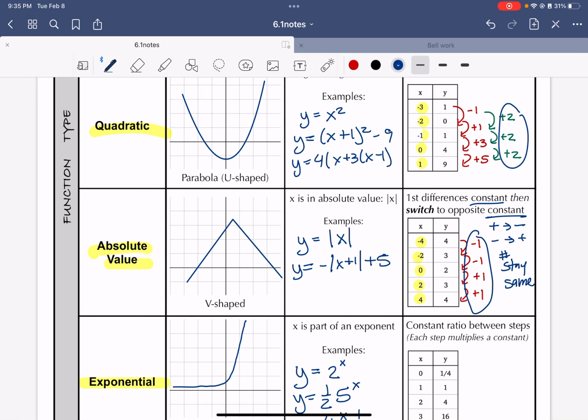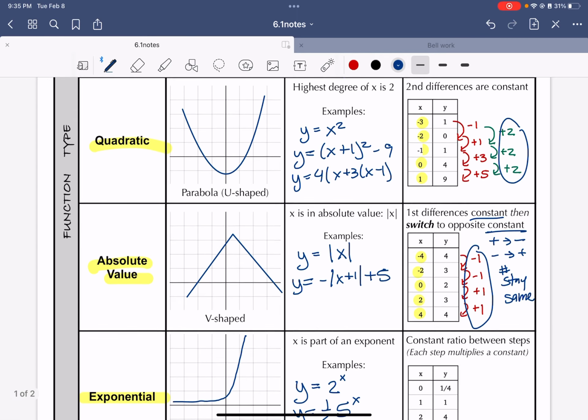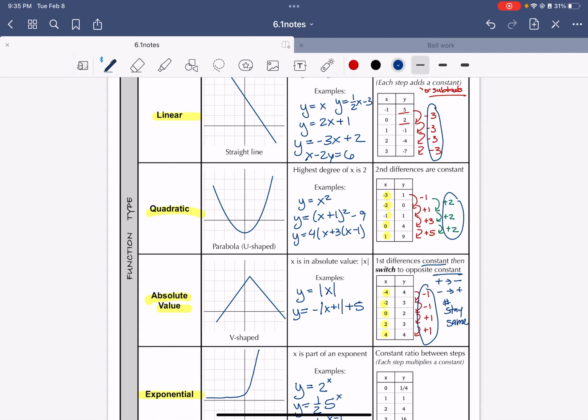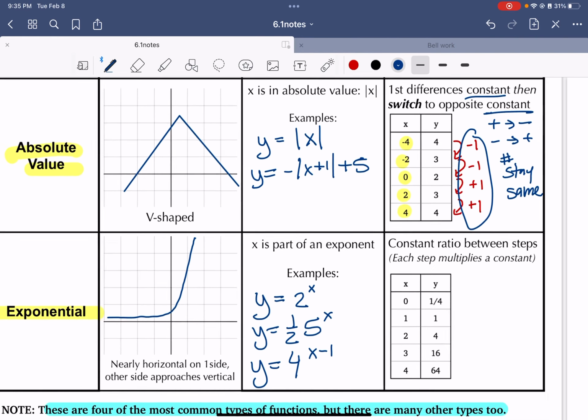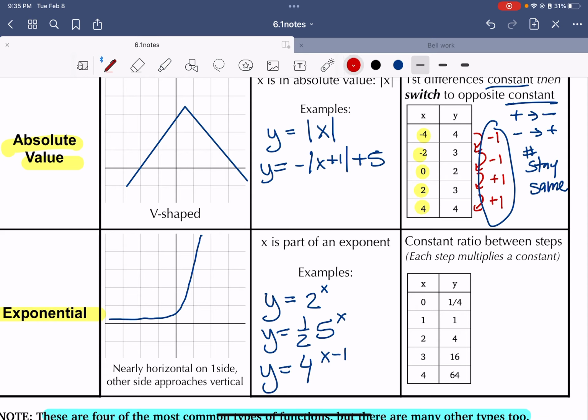All right. So that's absolute value. As you can see, for all 3 of these so far, the first thing we've done is find what those differences are. So that's always your first step when you're looking at the table. All right, last one for exponential. So for exponential, let's go ahead and look at our differences.